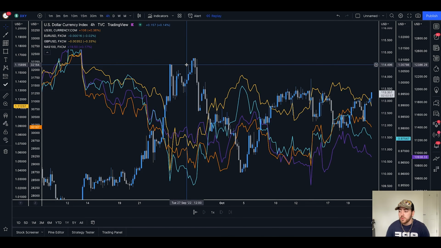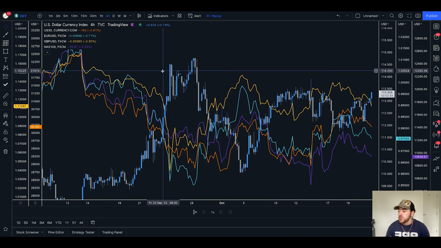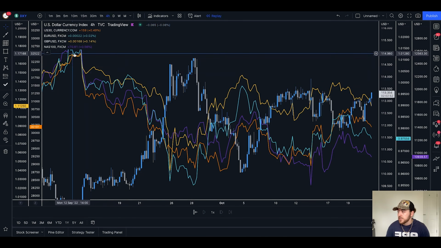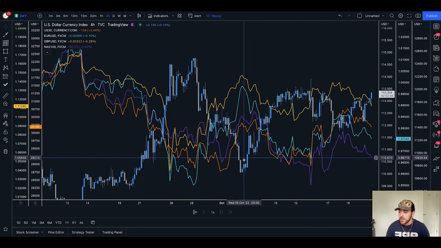As you can see, there's pretty much a direct inverse correlation to the dollar index, because as these all move down together, the dollar index is moving up. And as the dollar index moves down, these all move up together. Now they obviously have their own intermittent movements, but overall the direction is there, and that is what we can use to our advantage. Now that you understand what the dollar index is and how the correlations work, let me show you how I use it to my advantage to make more money in my trades.